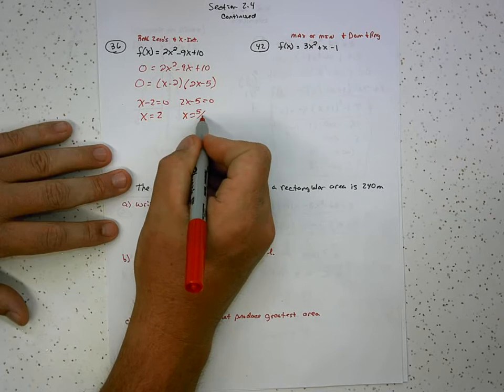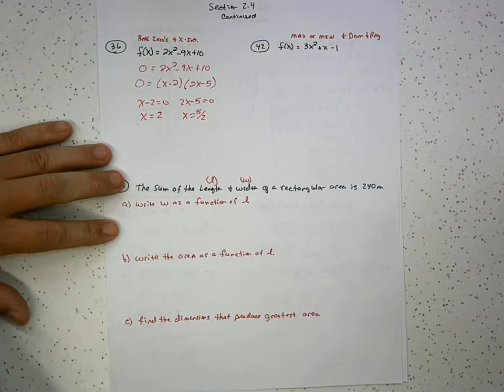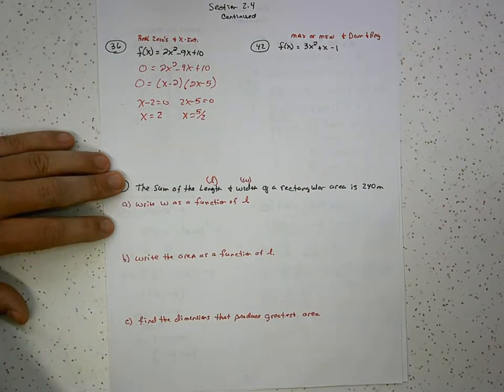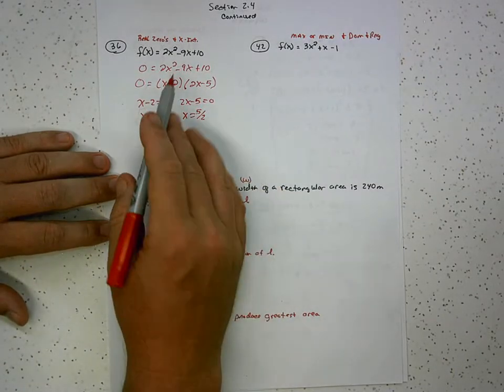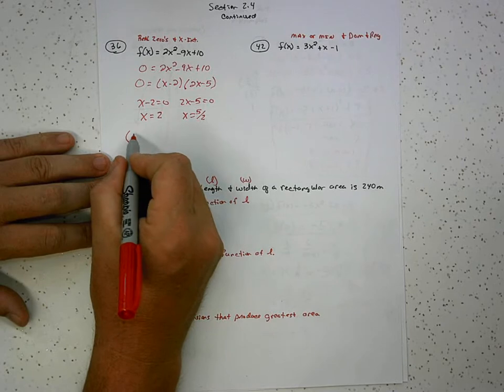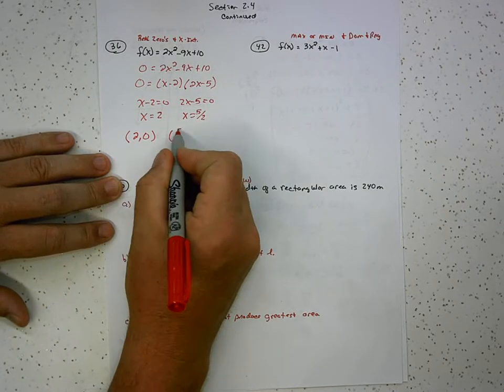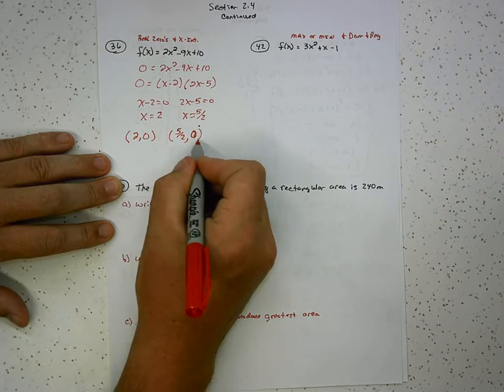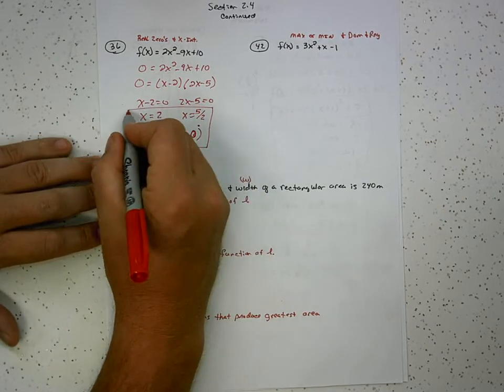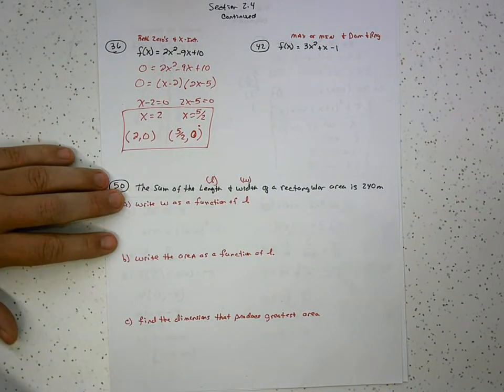Now when they say real zeros, they just mean not imaginary. Okay? And now, so there's the real zeros. They also want the x-intercepts. Notice they phrase it differently. That means that they want the actual coordinates. Oops, 0. So there's the real zeros and the x-intercepts.